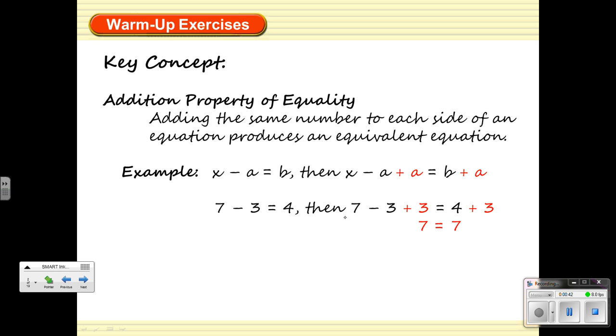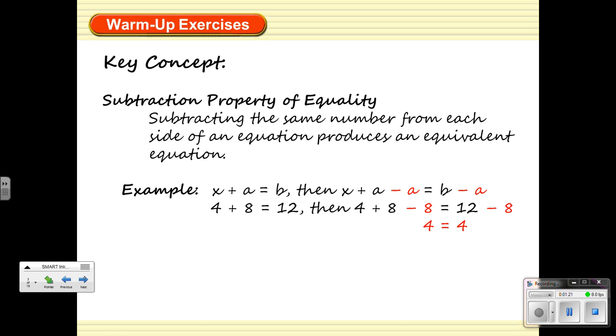And then here's an example with numbers. We have 7 minus 3 equals 4, kind of like our x minus a equals b. Then if we do 7 minus 3 plus 3, that would be the same as 4 plus 3. And then we show how it works. A negative 3 and a positive 3 add to 0, leaving us 7 on this side, and then 4 plus 3 over here is 7. So that's our key concept today. If we add something to one side of an equation, we have to add it to the other side. That's all that we're saying.